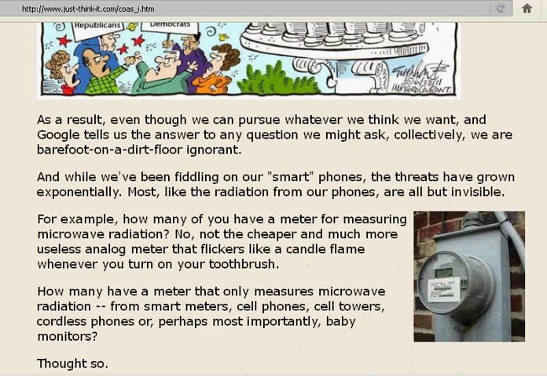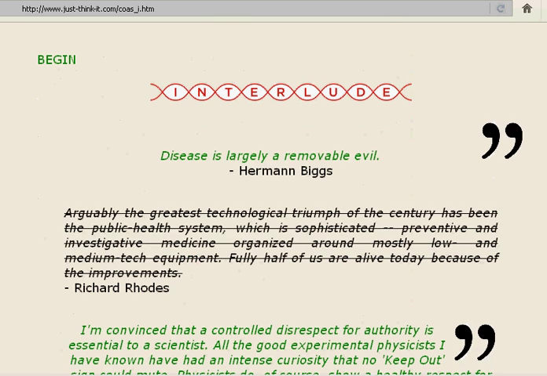For example, how many of you have a meter for measuring microwave radiation? No, not the cheap and much more useless analog meter that flickers like a candle flame whenever you turn on your toothbrush. How many have a meter that only measures microwave radiation from smart meters, cell phones, cell towers, cordless phones, or perhaps most importantly, baby monitors? Thought so.